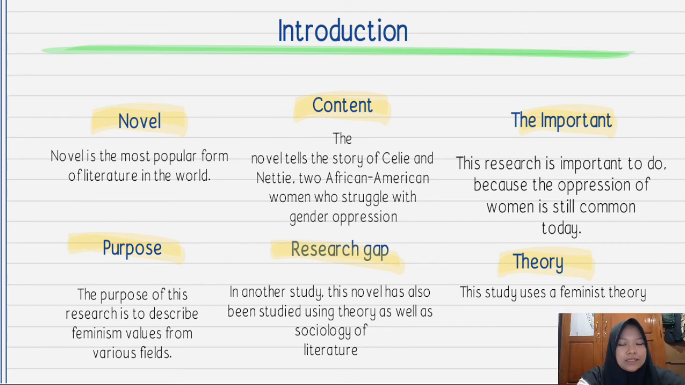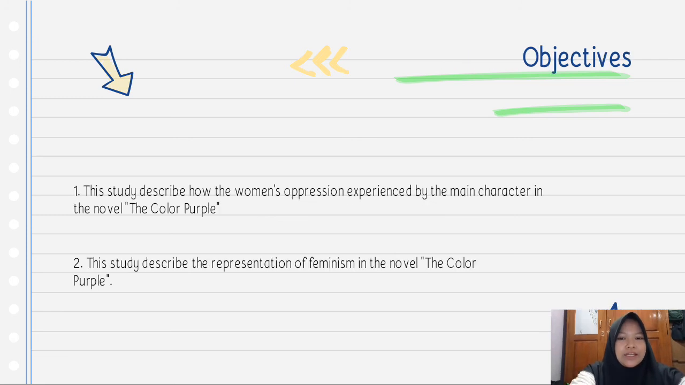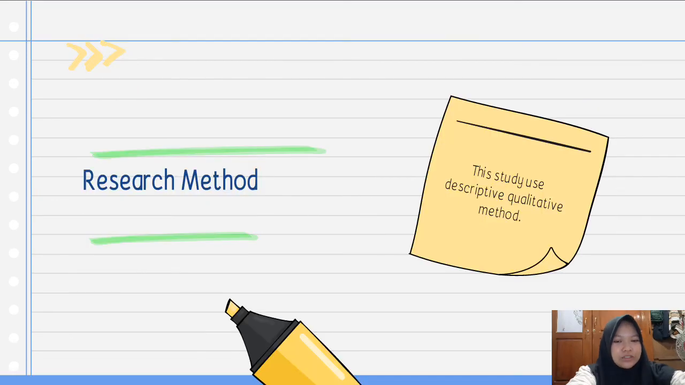Next, this study used feminist theory. Feminist theory is a theory that analyzes the role of gender in a literary work. In this research proposal, the writer has two research questions. In the research objective, the writer asks why the author chose this method? Because this research was obtained from the object.